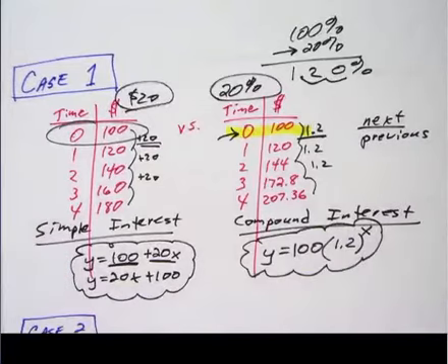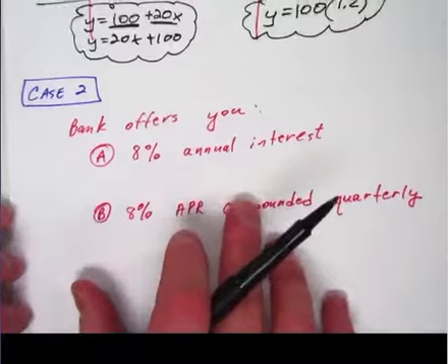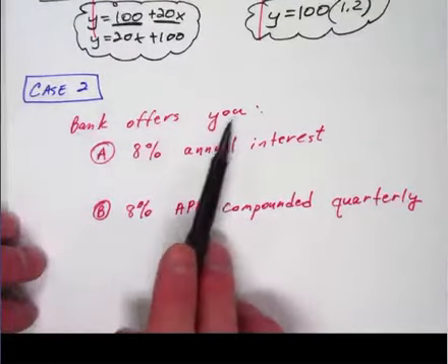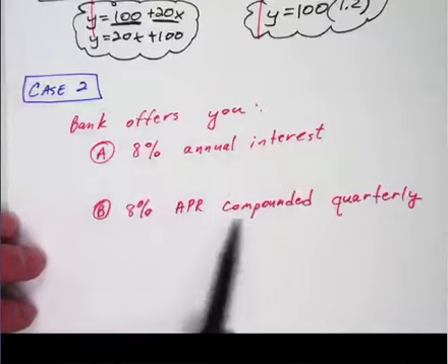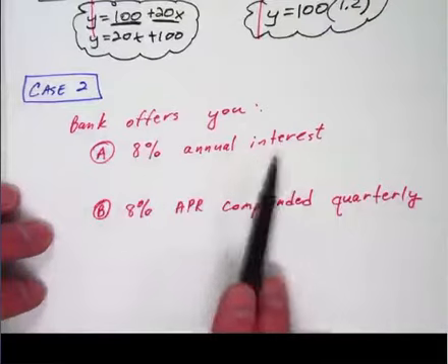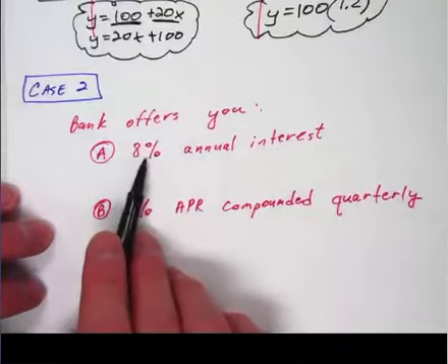All right, let's take a look at a situation where we don't know what's going on. We want to make a comparison. Well, case 2, a bank offers you one of two things. You can either take 8% annual interest, or you can take 8% APR compounded quarterly. Basically, what 8% annual interest means is that they're going to give you the interest, they're going to compound it, they're going to calculate it once per year.